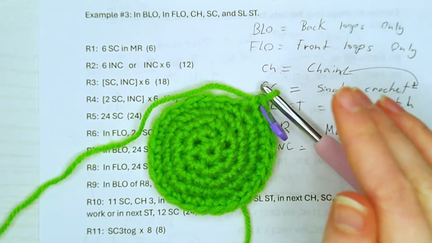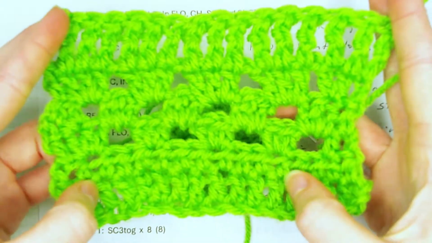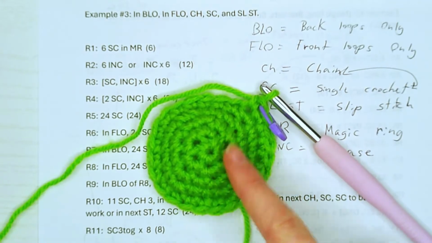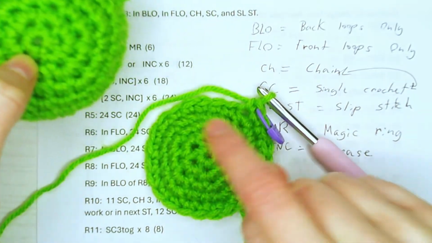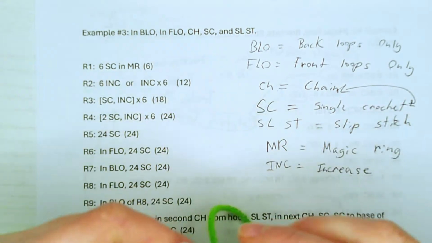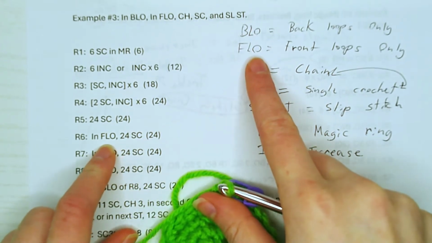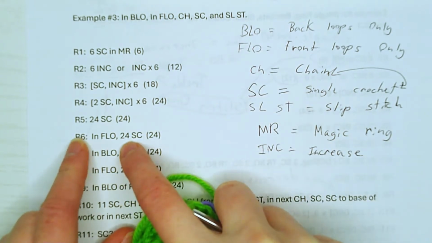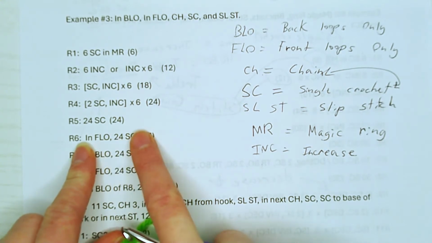If you remember, in our past examples, we did this swatch in example 1, and that demonstrated an in the row. In this example, as well as example 2, we did an in the round. So we are doing another in the round example, and this is to introduce these abbreviations. So we're going to jump in to round 6, and this introduces our first new abbreviation, which is an FLO. It says in FLO, so that means in front loops only, single crochet 24, so 24 single crochets.